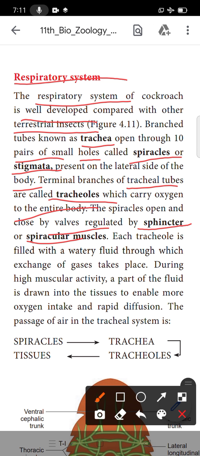Each tracheole is filled with watery fluid through which the exchange of gases takes place.